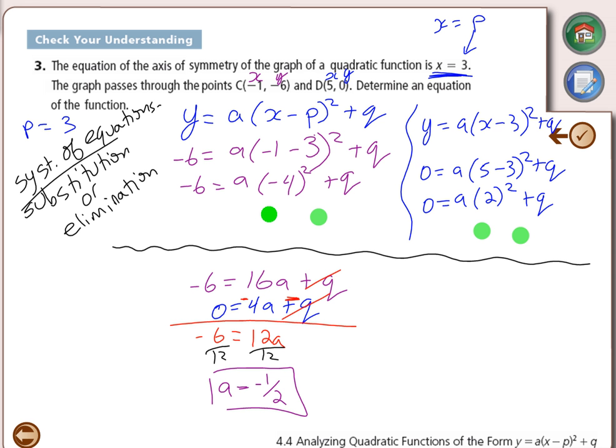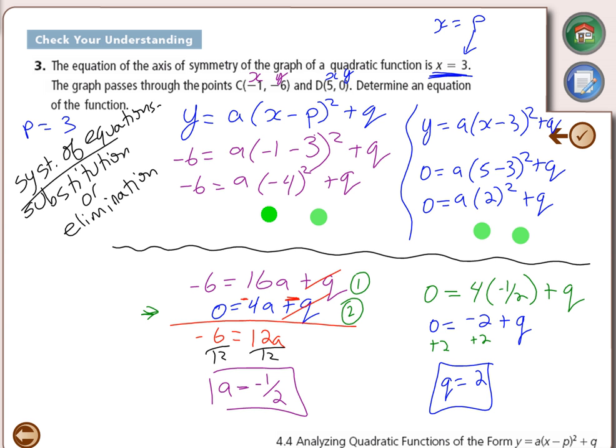Now we're going to use either our equation 1 or our equation 2 to plug the a in. I'm going to use equation 2 because it looks a little bit easier. I'm going to plug in 0 equals 4 times negative 1/2 plus the q. And I'm just going to solve for q now. So 0 equals, that's negative 2 plus q. Let's add that 2 over. And q is equal to 2.